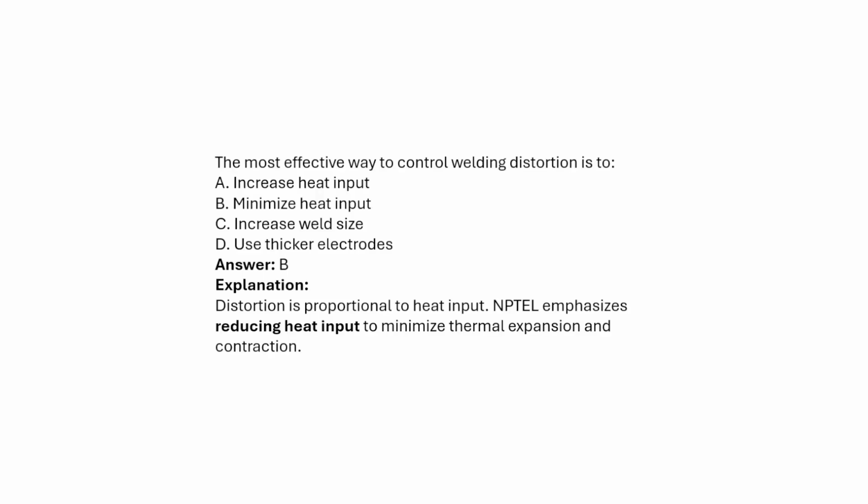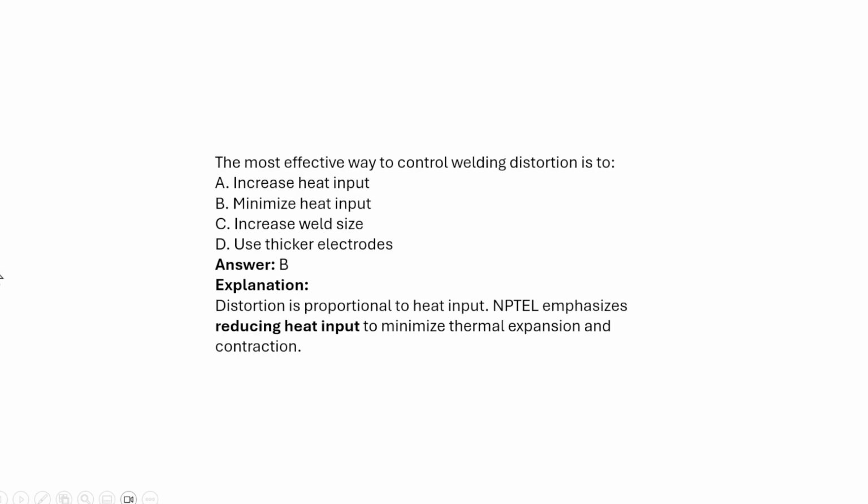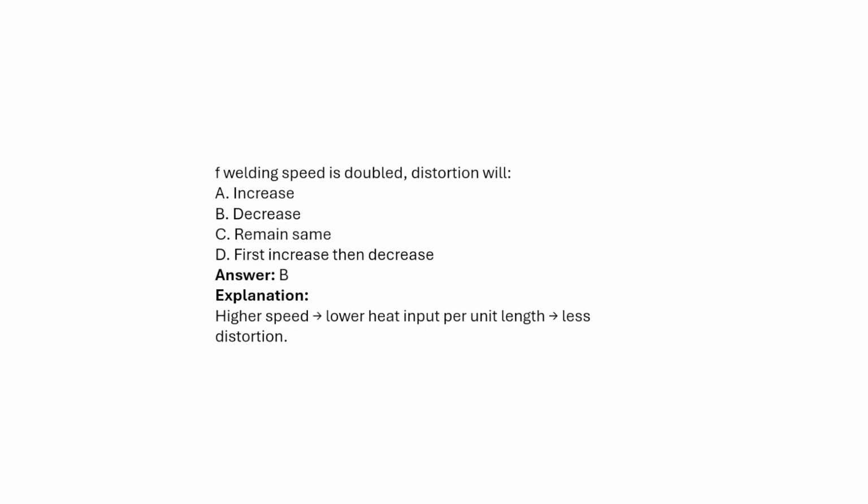Next, the most effective way to control the welding distortion is: increase the heat input, minimize the heat input, increase the weld size, use the thicker electrodes. Answer will be B, minimize the heat input. So distortion is proportional to the heat input. If we reduce the heat input, it will minimize the thermal expansion and contraction.